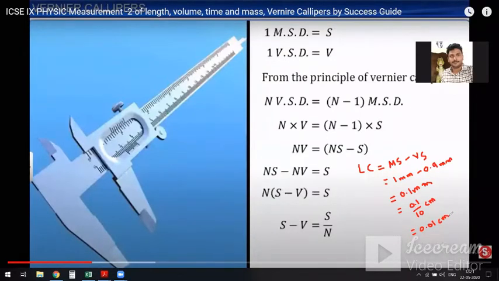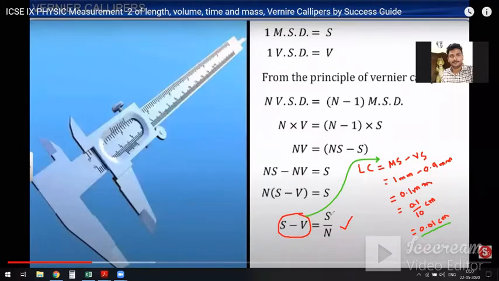Okay, this is one method or one formula. After this we have to learn one more formula, and the formula is this. We have to only learn this formula. What is this? See, S minus V. S minus V is nothing but the same formula that I have written here. Can you see this? S stands for main scale and V stands for Vernier scale. So that is S minus V. Just now we did, and the answer is 0.01 centimeter.